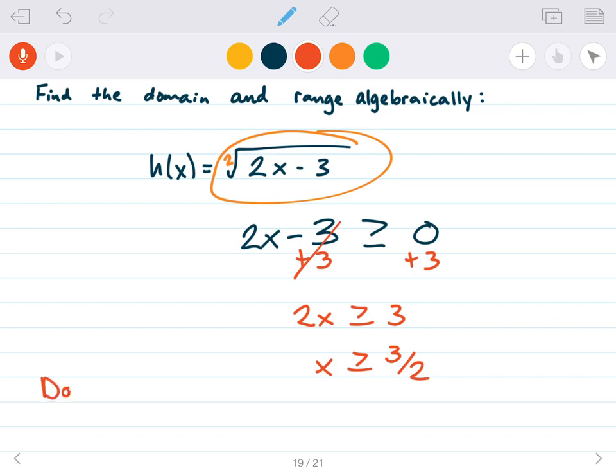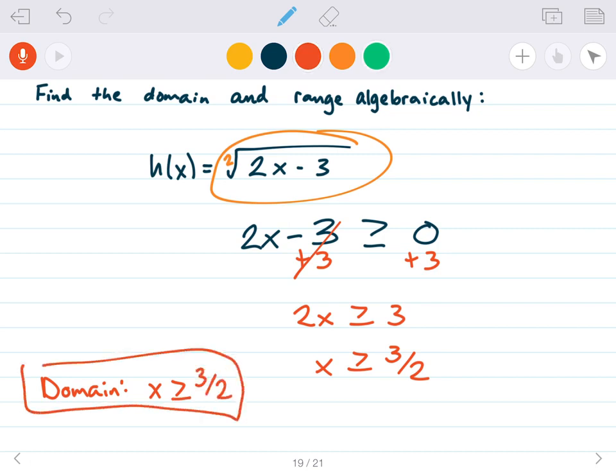So our domain is going to be all reals. Well, actually, no, we don't have to say that. We can just say our domain is everything bigger than or equal to 3/2. That's our domain. And what's our range?